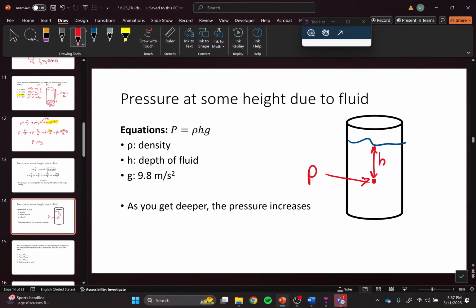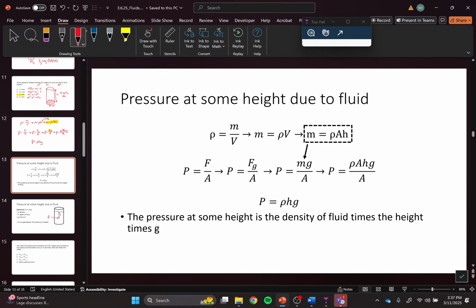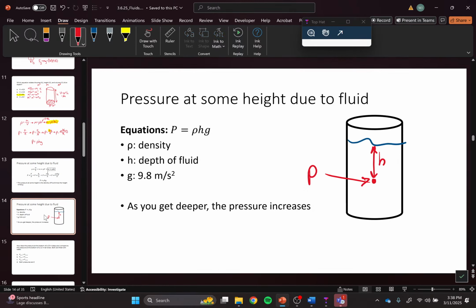What's really interesting about this equation, you don't care how wide the container is. If this container was super, super thin like a straw, or super, super wide like the ocean, it doesn't affect it at all. So that's the weird thing about this equation. And why does the area not matter? Remember, y'all, it canceled. Not the pressure, the area canceled.